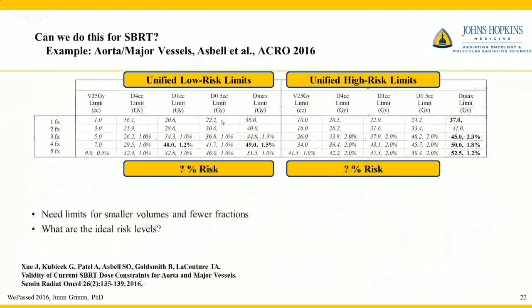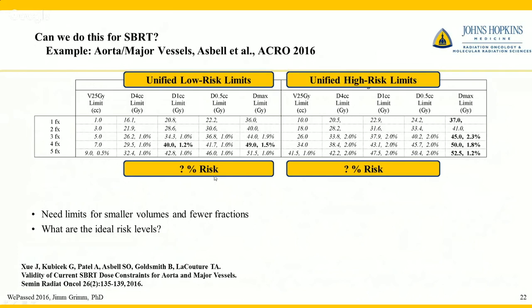And we're trying to do the same thing for SBRT. Now, instead of one row for each critical structure, we need 5 for 1 to 5 fractions, because it's much stronger dependence on fractionation. And the volumes are a lot smaller. Like, instead of 1/3 organ for aorta, it's something tiny like 1 cc or half a cc maximum point dose. And what are the ideal risk levels? That's another question that now we can home in on.